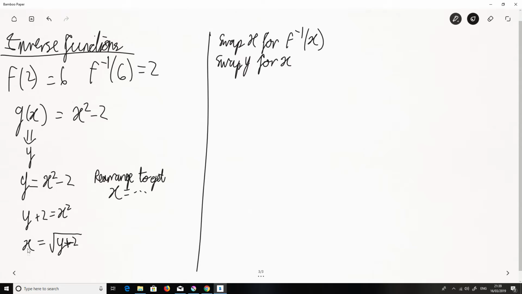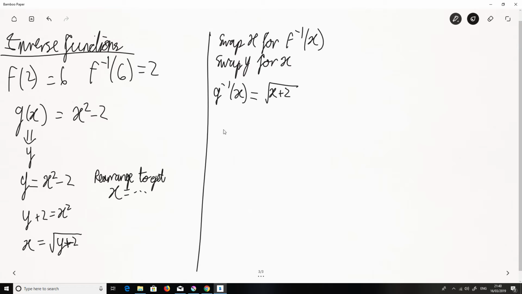So this seems a little bizarre step, but basically the first thing we'll do is swap x in this equation for f to the minus 1 of x. Sorry, in this case, because we're using g of x, we'll say g to the minus 1 of x is equal to, and now we swap our y's for x's, so it's x plus 2 square rooted. So all we've done is swap x in this for our new inverse function, and y for x. So this is what we come out with.